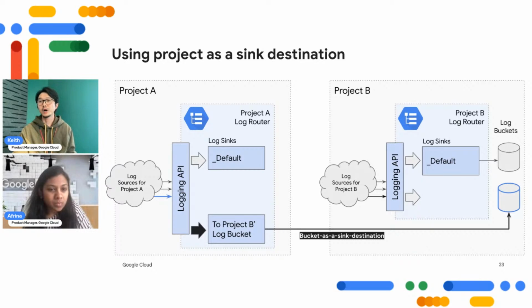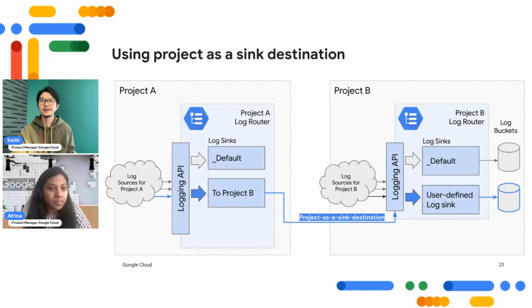But now with project as a sink destination, you can click one more time in that slide. Yeah, and now you see that the logs are getting processed fully by the receiving project's log router. In this case, that's Project B's log router. So this is actually a game changer because now Project B is in full control of how to manage those incoming logs.